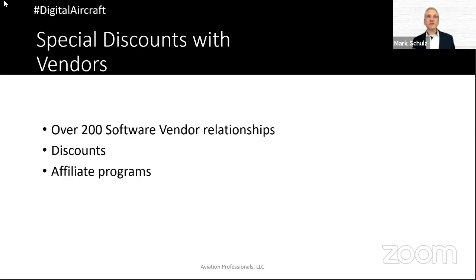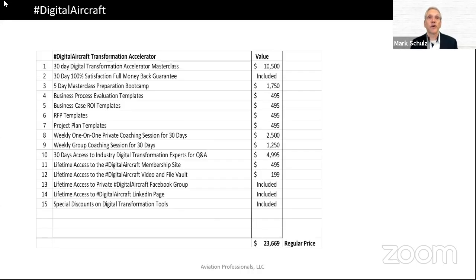Next is that we have special discounts with vendors. We have relationships with over 200 software vendors, and we have had them make commitments that they will provide discounts and affiliate programs in order to help you be successful in your digital transformation program. So we're just including that as part of the overall program.